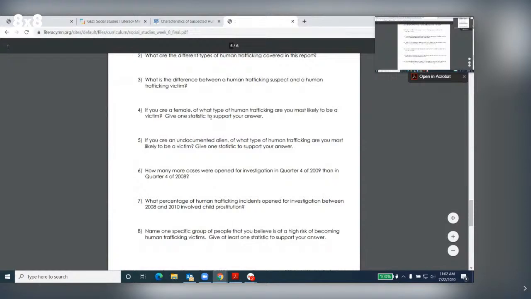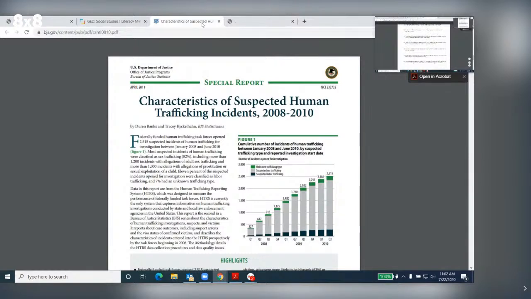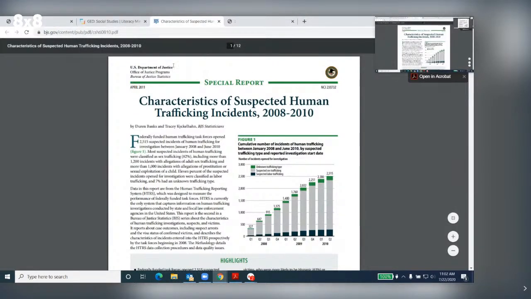Okay. So a lot of this is going to ask you to take statistics from this report, and I'll pull the report up here. So you can see up at the top right here, this was done by the U.S. Department of Justice, Office of Justice Programs, Bureau of Statistics, okay? And these basically give you the years, Q1, Q2, Q3, Q4 in 2008, and then Q1, Q2, Q3 in 2010.